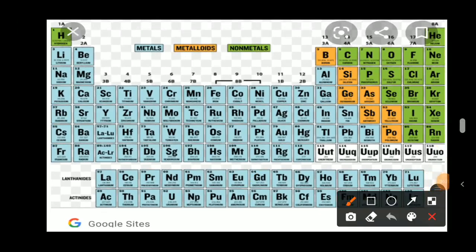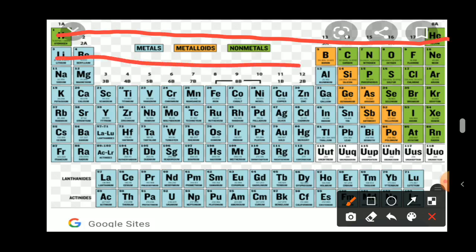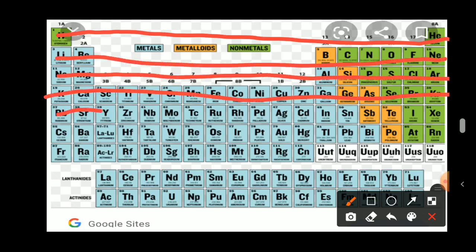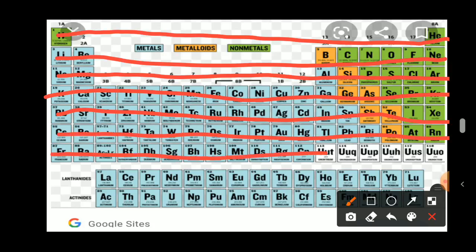First period, second, third, fourth, fifth, sixth, seventh. This is a continuation of the 6th and 7th period. So a total of 7 horizontal rows are present, and these are called periods. So the first period is a very short period. It contains only 2 elements, hydrogen and helium.